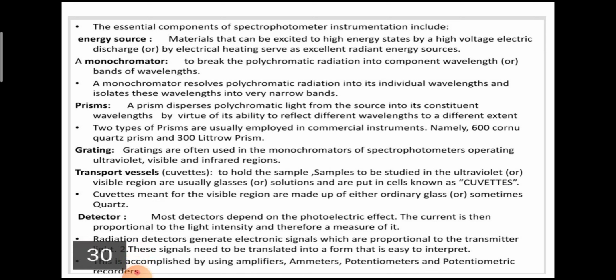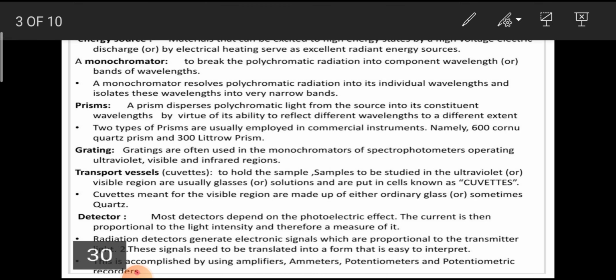The samples we are taking are in cuvettes. These cuvettes are prepared with quartz. Photovoltaic cells or phototubes are used as detectors. These detectors analyze the energy absorption of light by the molecules. And microcomputers and digital meters are used as signal indicators in these instruments. Okay, this is about instrumentation.